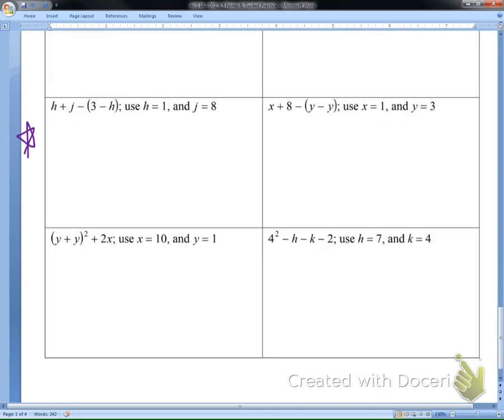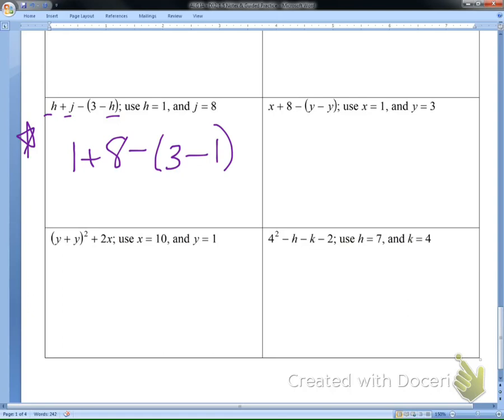Alright, let's take a look at the problem that's right below the one we just worked on. So again, I'm going to work my way left to right, stopping every time I see a variable. Right off the bat I have a variable, so I need to write down its value instead of the variable, the 1. Plus, there's my next variable, a j, so I need to replace that variable with the value that I'm given, the 8, and my minus sign, parenthesis, 3, minus, there's another variable, so I stop, put in the value, and then the parenthesis.